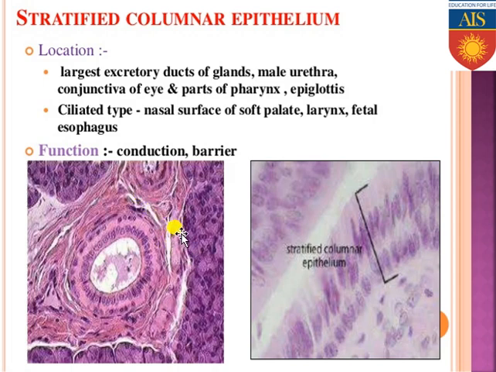And there are some specific types of columnar epithelial cells which are ciliated. I have told the first one, the columnar epithelial tissue which is present in the largest excretory duct of the gland, male urethra, conjunctiva. Those are non-ciliated type. Now we are just talking about the ciliated type. They are present in the nasal surface of the soft palate, in the larynx region, and in the fetal esophagus region. So these are the locations where the ciliated type of stratified columnar epithelial tissue is present. And the previous one is the stratified columnar epithelial tissue which is non-ciliated. Function: they are responsible for conduction and barrier.